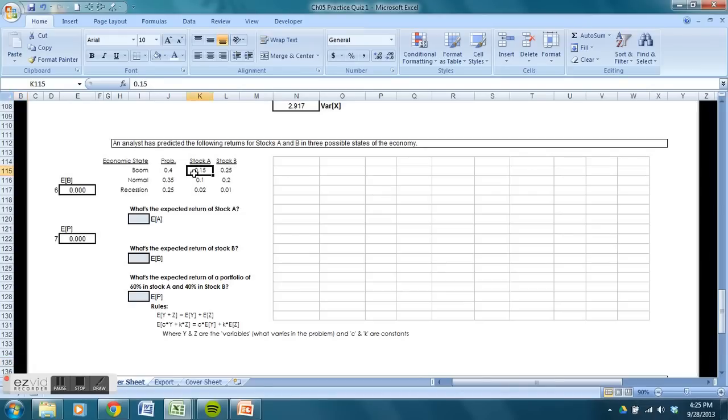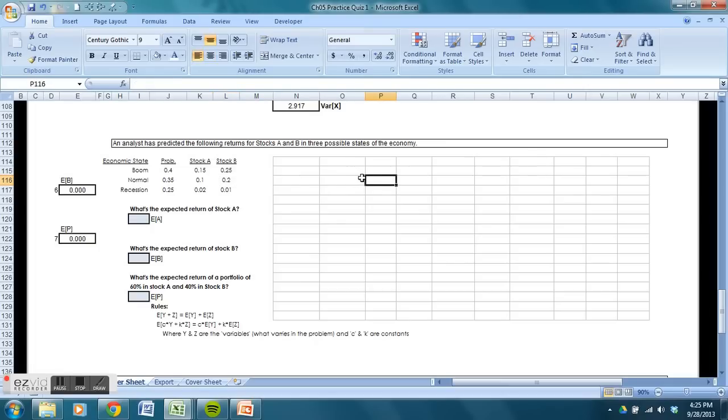So this represents a 15% return for stock A, and that's going to happen if the economic state is a boom. Now the probability of the economic state being a boom is 0.4. And the same is true for the rest of these values. So what is the expected return for stock A?